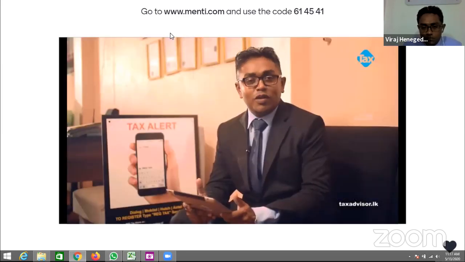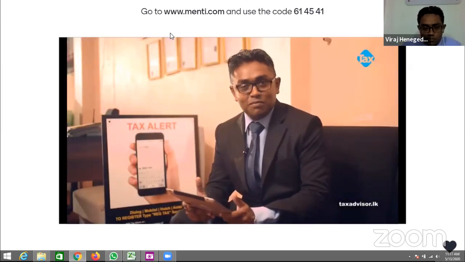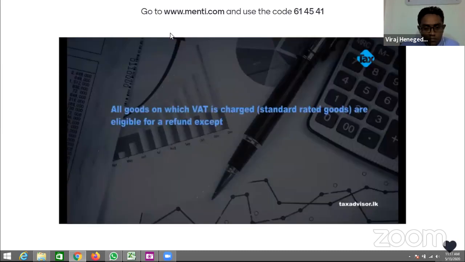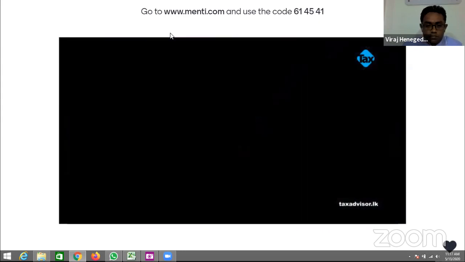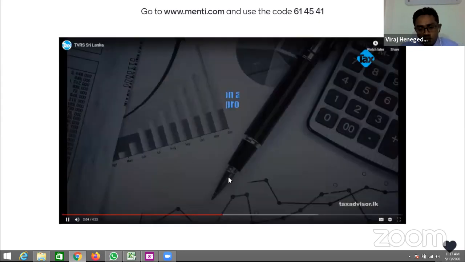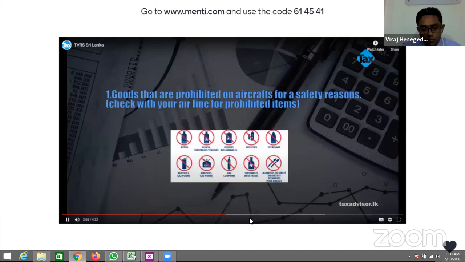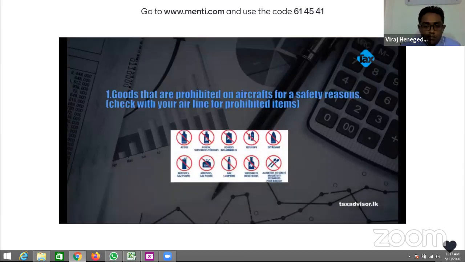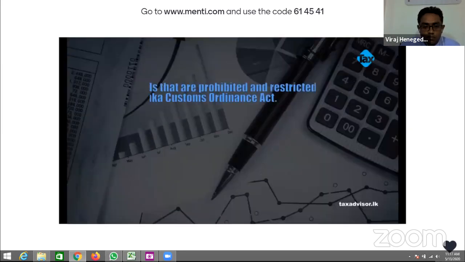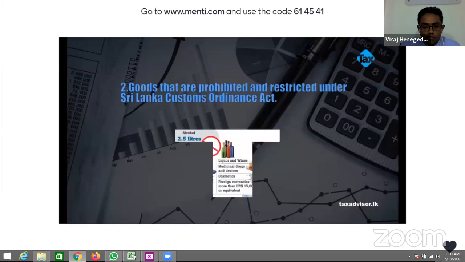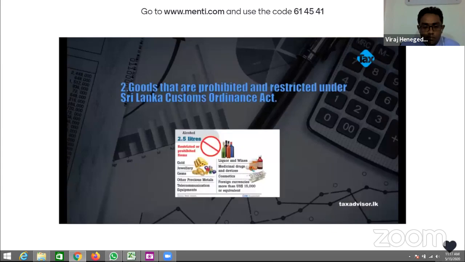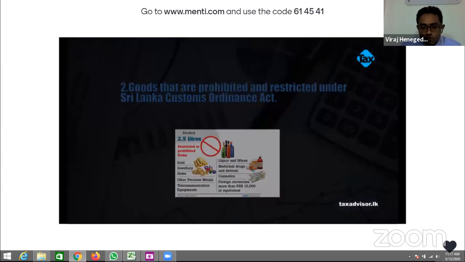Goods eligible to claim under the tourist VAT refund scheme. All goods on which VAT is charged, that is standard rated goods, are eligible for a refund, except number one, goods that are prohibited on aircraft for safety reasons. You can check with your airline for prohibited items. Number two, goods that are prohibited and restricted under the Sri Lanka Customs Ordinance Act.